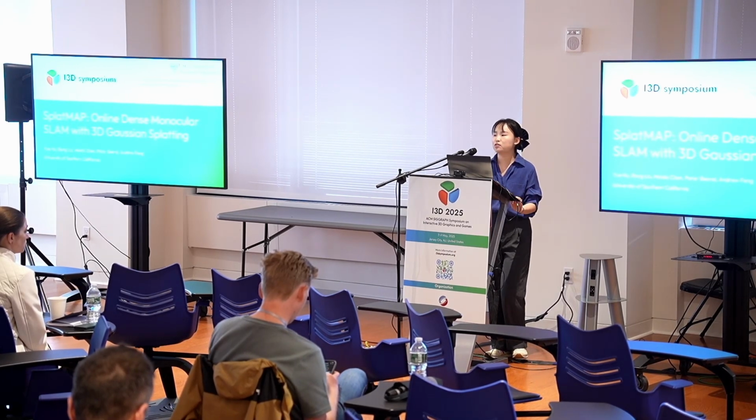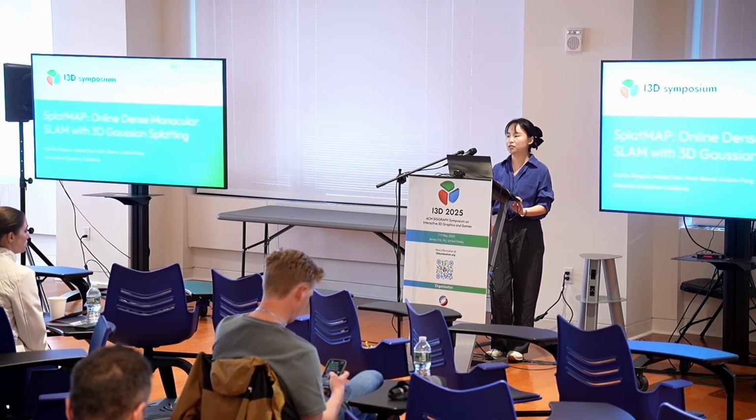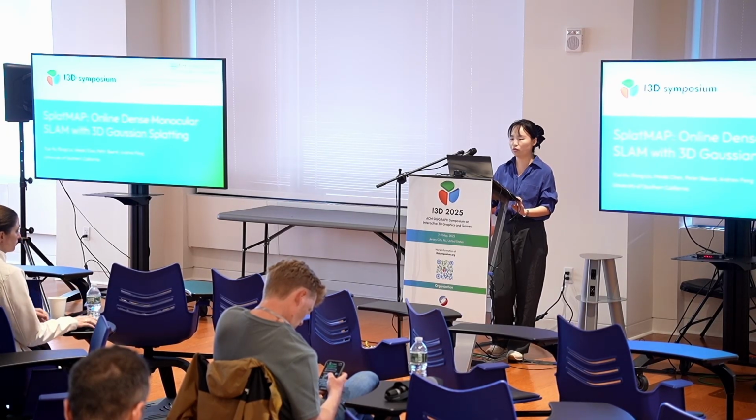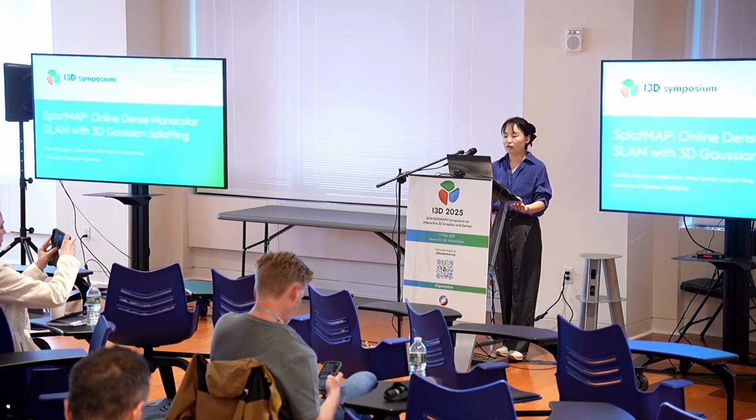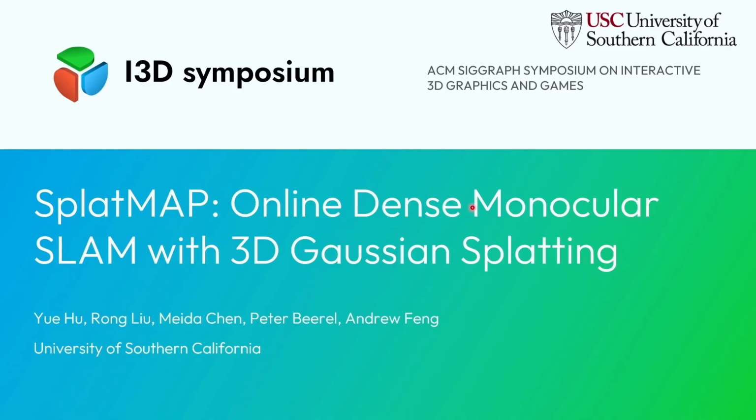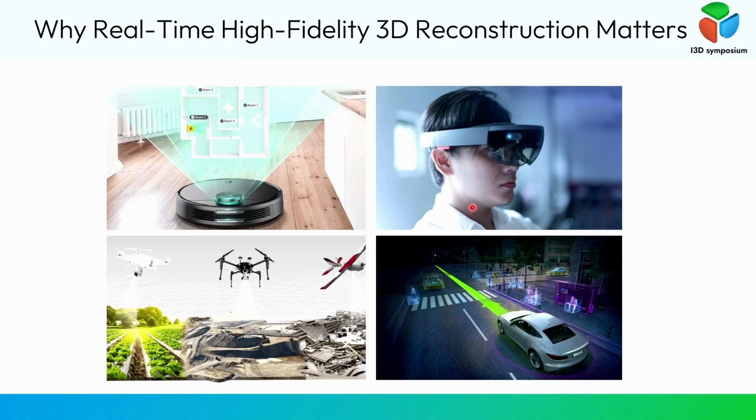Hello everyone, my name is Yue Hu. I'm from the University of Southern California. I'm very happy to share our recent work, Splat-SLAM, which is online dense monocular SLAM with 3D Gaussian splatting. To begin with, we need to talk about why real-time high-fidelity 3D reconstruction matters. It is a foundation for a lot of intelligent perception in robotics, AR, VR, and autonomous driving systems, so it could enable these devices to understand and react to the environment better.